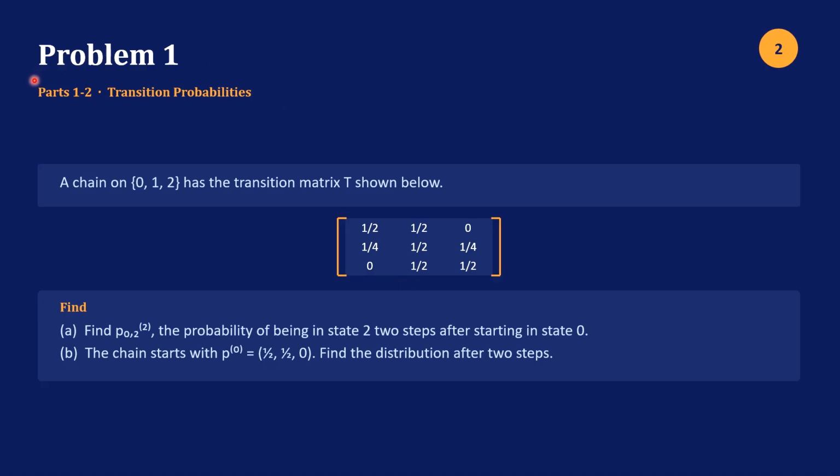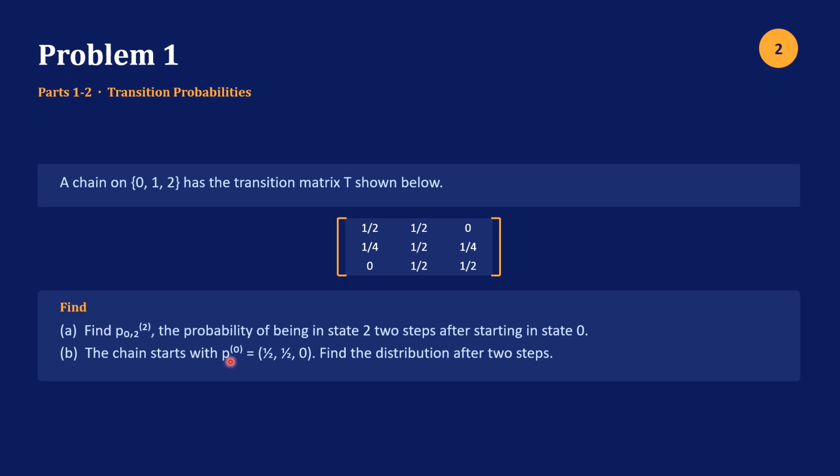Problem number 1 relates to lessons 1 and 2 on transition probabilities. We're given a Markov chain with 3 states, 0, 1, and 2. This is the transition matrix. Then we have 2 problems. Find the probability of being in state 2 after 2 steps, given that you start in state 0.